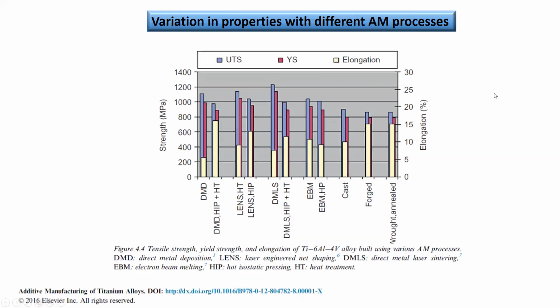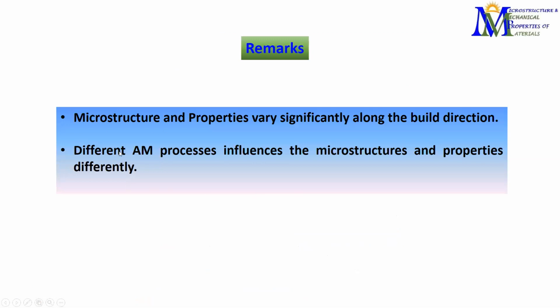Application requirements are different. We do not always strive for higher strength. We also have to look at the ductility for failure, and we prefer to have an optimized combination of higher strength and ductility, right? So overall, from this series of studies, we have understood that microstructure and properties do vary along the build direction, and different AM processes as well as the process parameters influence the microstructure and properties differently.